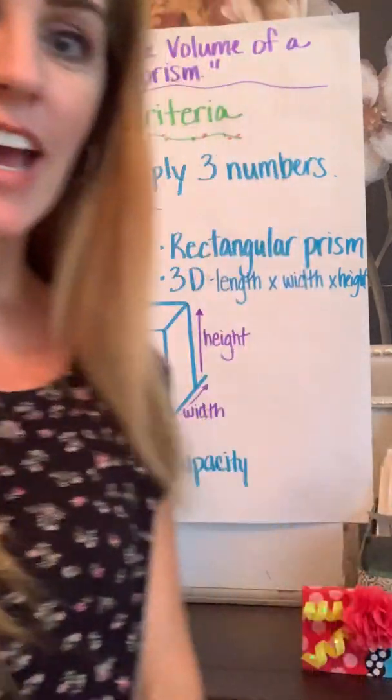I'm Mrs. Pierson, and I'm going to be teaching you. Today's learning target is I can find the volume of a rectangular prism. So in fifth grade, the only volume we have to find is of the shape of a rectangular prism. There are other shapes that you can find volume for, but for fifth grade, you only have to do rectangular prism. Okay, so we need to talk about our success criteria, and let's take a look.